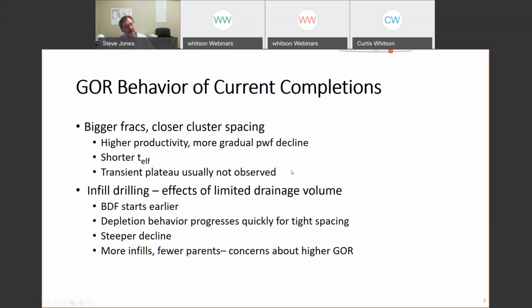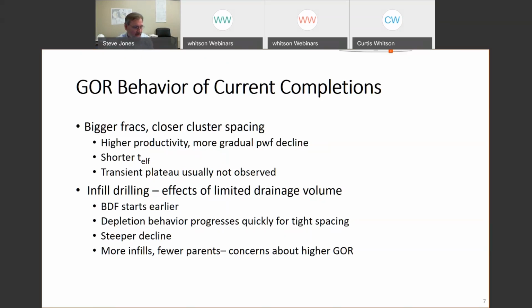linear flow transient period. And as you know, we're doing a lot of infill drilling now as our fields become more mature. And we're seeing the effects of limited drainage volume. So boundary dominated flow is starting earlier, within a few weeks or months. Depletion behavior progresses fairly quickly, especially if you've drilled on tight spacing, which gives you a steeper decline because you're starting at higher rates.